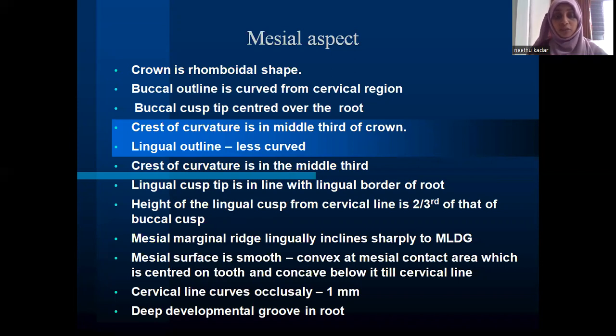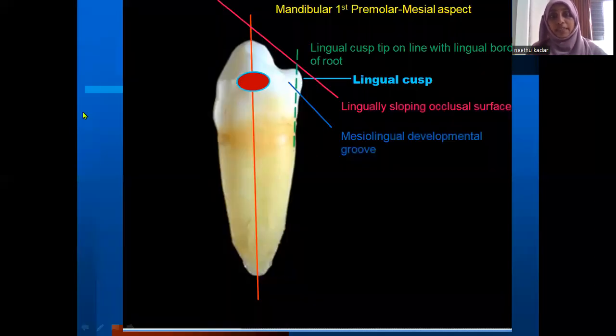The mesial marginal ridge is deeply inclined, sloping sharply to the mesiolingual developmental groove. The mesial surface is smooth and convex. The contact area is centered, and concave below it is the cervical line. The cervical line curves occlusally 1 millimeter. A deep developmental groove can be seen from the root from this aspect.